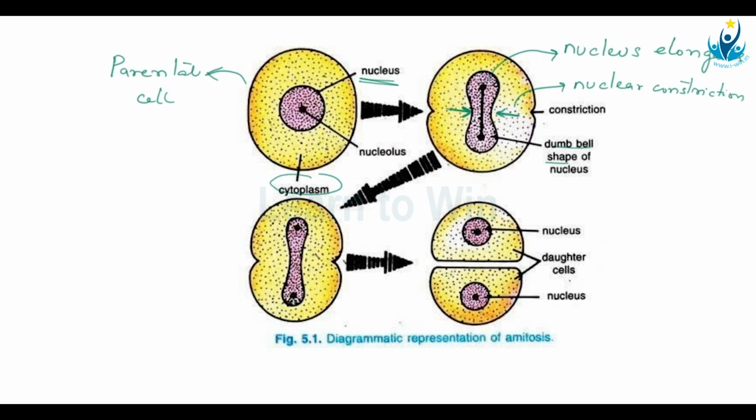Now, as nuclear constriction develops, at the same time another constriction develops outside, around the cell. These pink arrows that I am putting show the cytoplasmic constriction. So two constrictions develop, one in the nucleus and one in the cytoplasm. Suppose this is your dumbbell-shaped nucleus which has elongated, the constriction starts like this, and slowly it reaches the center.